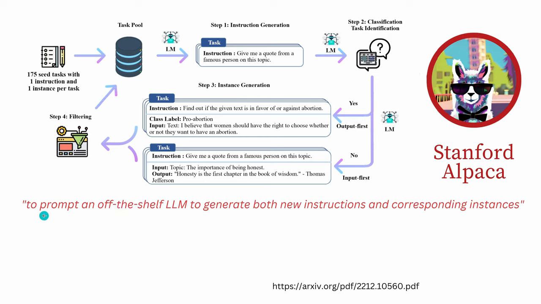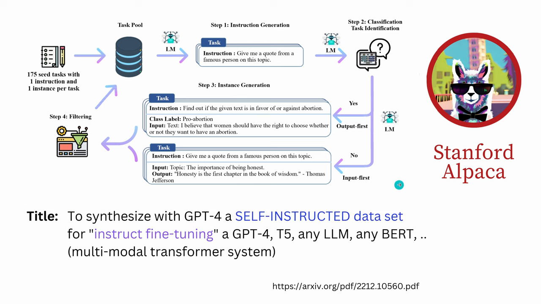Important is one sentence: to prompt an off-the-shelf LLM like ChatGPT with Alpaca to generate both new instructions for our instruction fine-tuned dataset and the corresponding instances. So here we have our instruction generation, and here we define and create instances of this instruction. Now, it is important to be really clear in our wording. Therefore, let me reframe the title. I try to synthesize with GPT-4, for example, a self-instructed dataset.